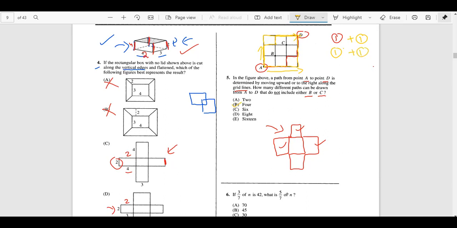The question was to go to D from A without touching B and C. The diagram is symmetric. We only need to calculate for one side and multiply it by 2, because the same would hold for this side as well. Are you clear with this? Yes, ma'am. Okay. All right.